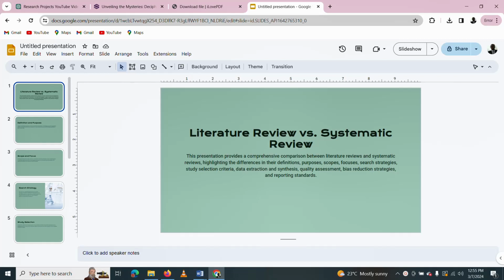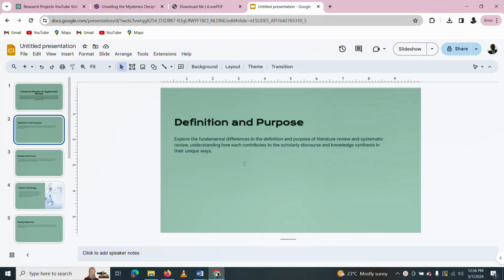Join me as we delve into the mysteries surrounding literature review and systematic review, uncovering 8 key contrasts between these two essential components of academic inquiry. So number one, we're going to provide the definition and the purpose. Let's start by defining the fundamental differences in the purpose of literature review and systematic review.